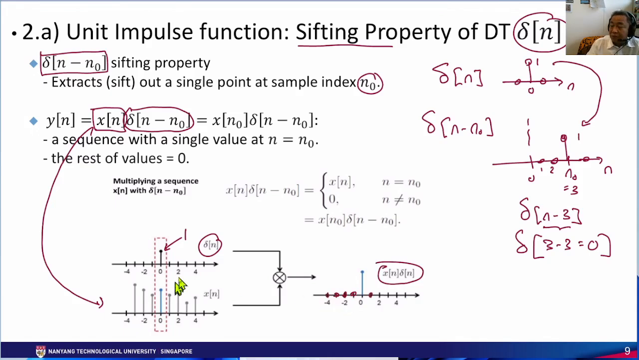And of course, we do not need to multiply by delta n. We can multiply by delta n minus n naught. And therefore, now we can extract any value of x of n at different n naughts. Okay, so this is the shifting property of the Kronecker delta.